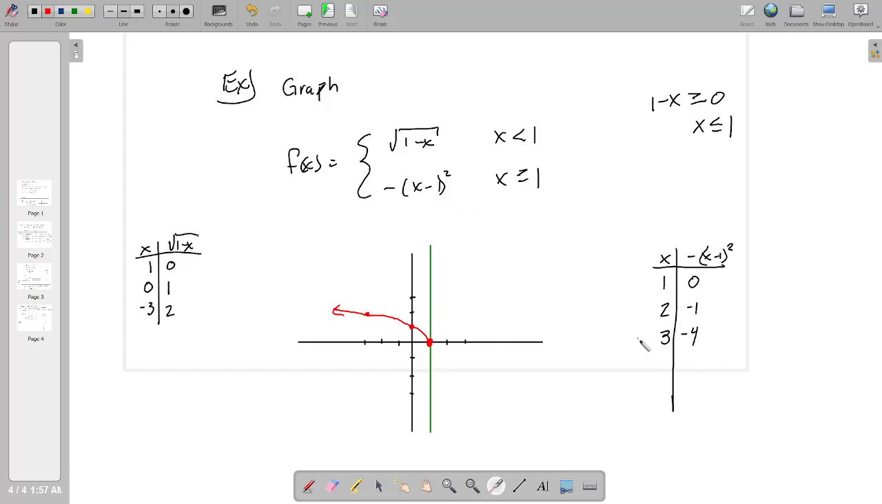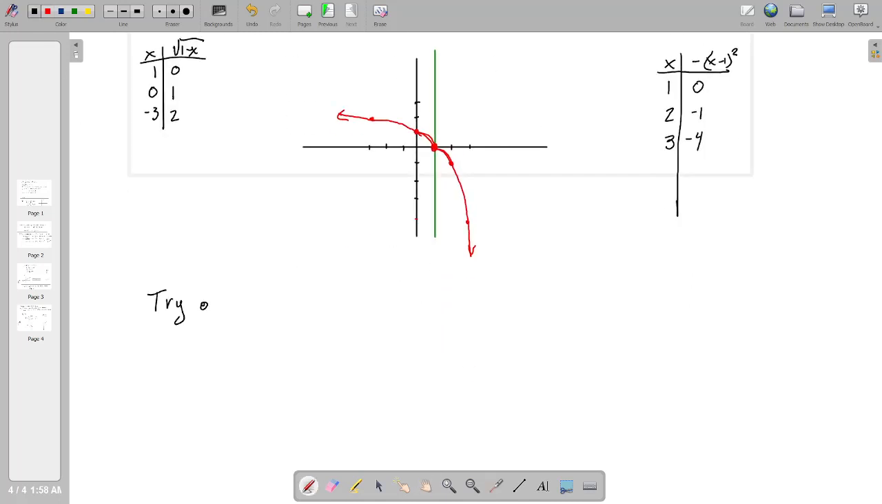Okay. Now I plot 2, negative 1. And I plot 3, negative 4. 1, 2, 3. And it's going to look like this. This is supposed to be a little bit sharper, but it's okay. So this is roughly what the graph of this function is going to look like. Now remember, this green line is not a part of the graph. It's meant to separate between these two functions, so I know which side to graph where.